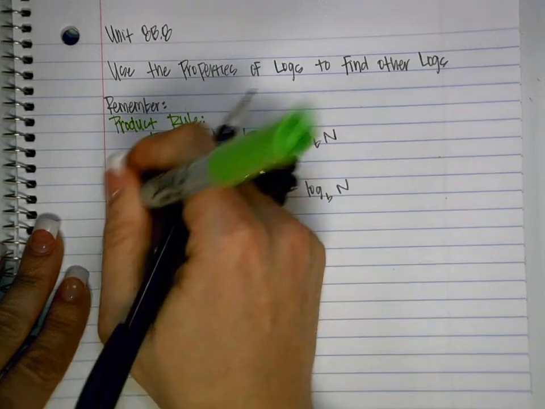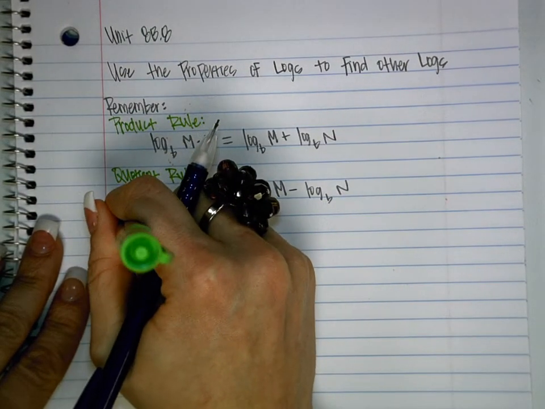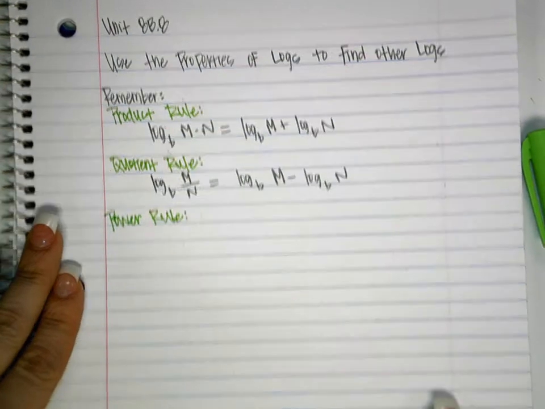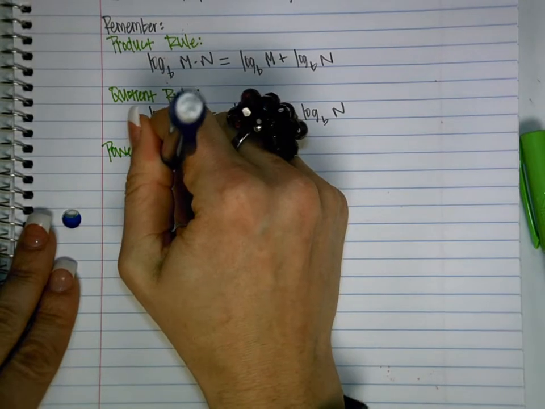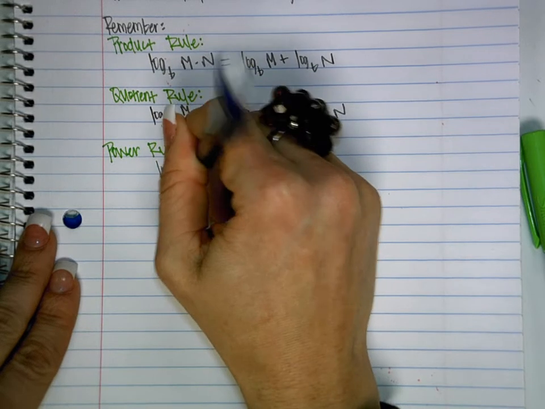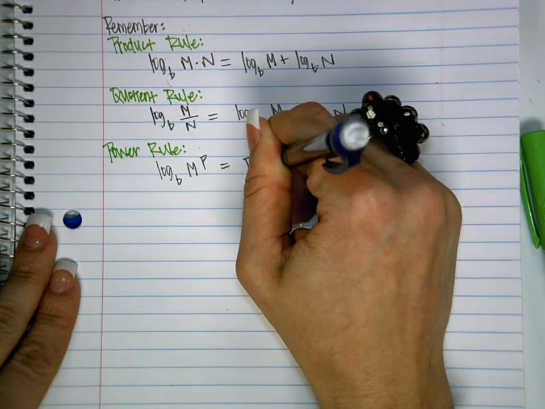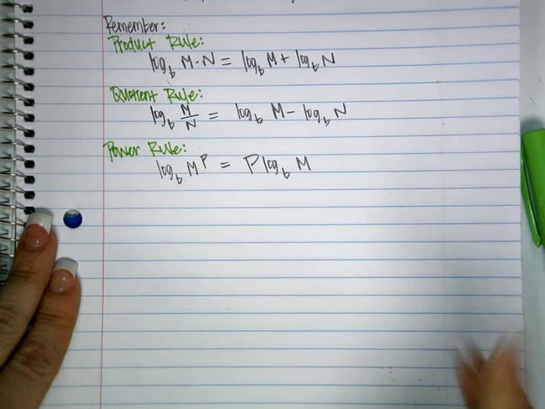The other important one is the power rule. So we're just refreshing to make sure we all remember the rules. And the power rule says that log base b of m to the p power is equal to p multiplied by log base b of m.